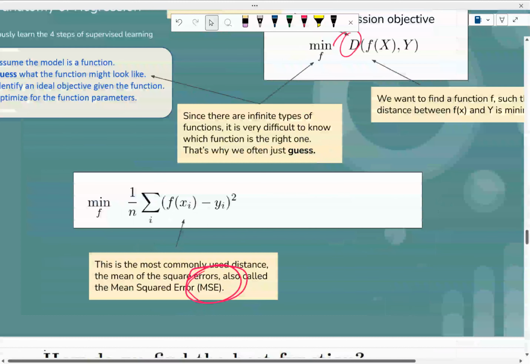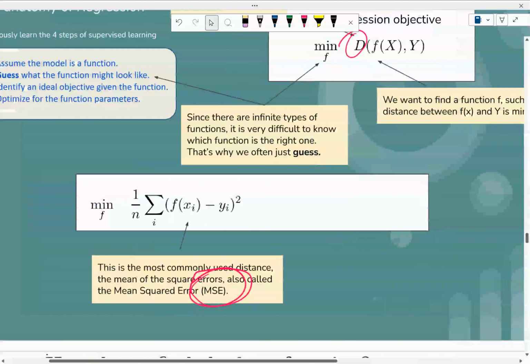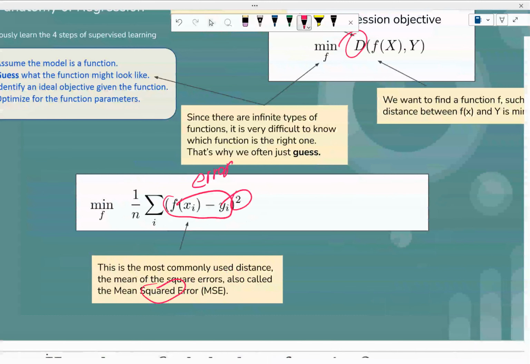Okay, so this is the mean square error. You can see the mean means the average, so it's the average square. So this is the error, and this is the error squared, right? So this is the average square of the error.